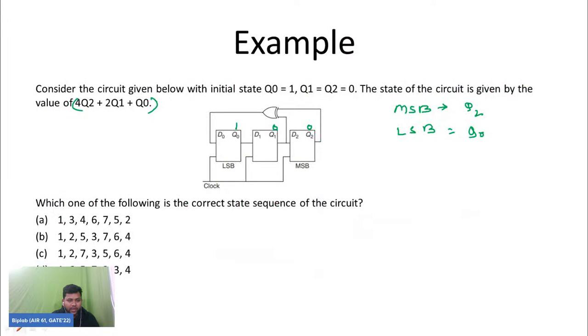1, 2. So this cancels. 1, 2, 5, 3, 7. Okay, this looks right. 1, 2, 7. So this also gets cancelled. 1, 6, this also gets cancelled. Okay, so after 3 stages you can find out which is the correct answer. You can continue this and you will get these steps or stages.